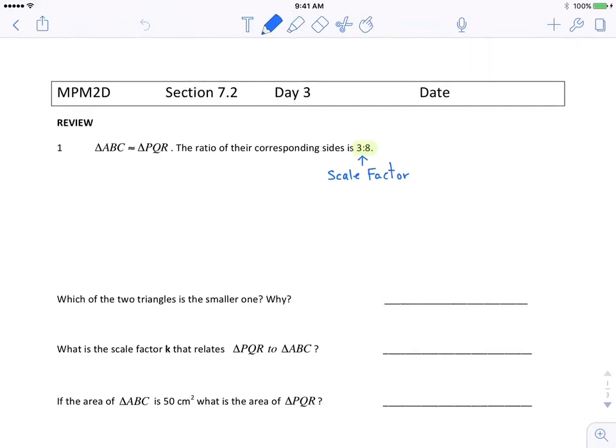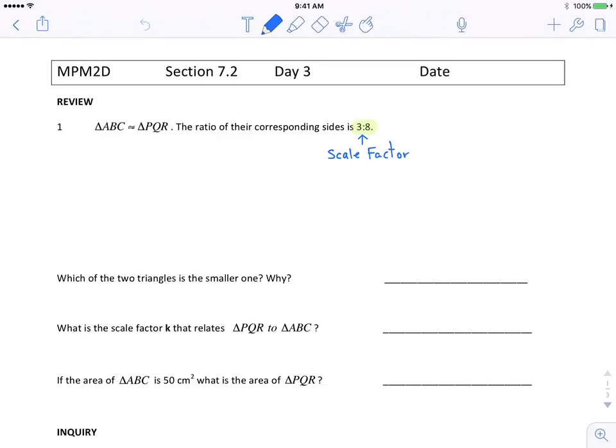All right, so triangle ABC is similar to triangle PQR. The ratio of their corresponding sides is 3 to 8. So that is the scale factor in essence. We can use that ratio to find the scale factor. Which of the two triangles is the smaller one? We're going to say triangle ABC because the relationship is 3 to 8. We're comparing it that way.